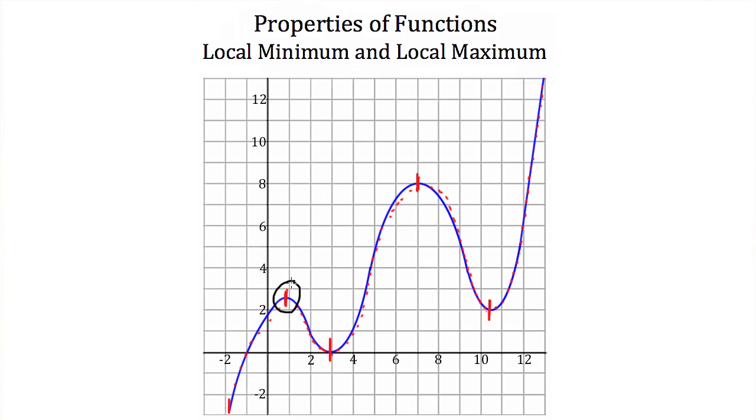These points where our function switches from being an increasing function to a decreasing function and then back again to an increasing function, these points are called local minimum and local maximum.